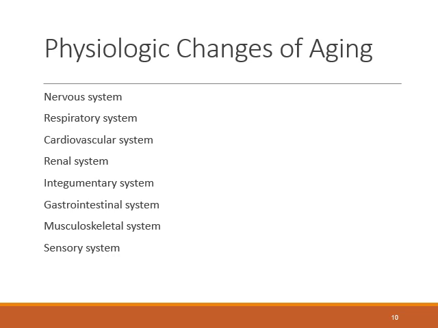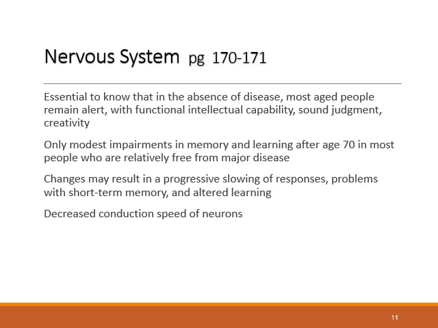So we're going to talk about the cardiovascular system, the renal system, integumentary, which means what? Let's see what you learned in fundamentals. Skin. GI system, musculoskeletal, and sensory system. So we're going to be talking about all of those.